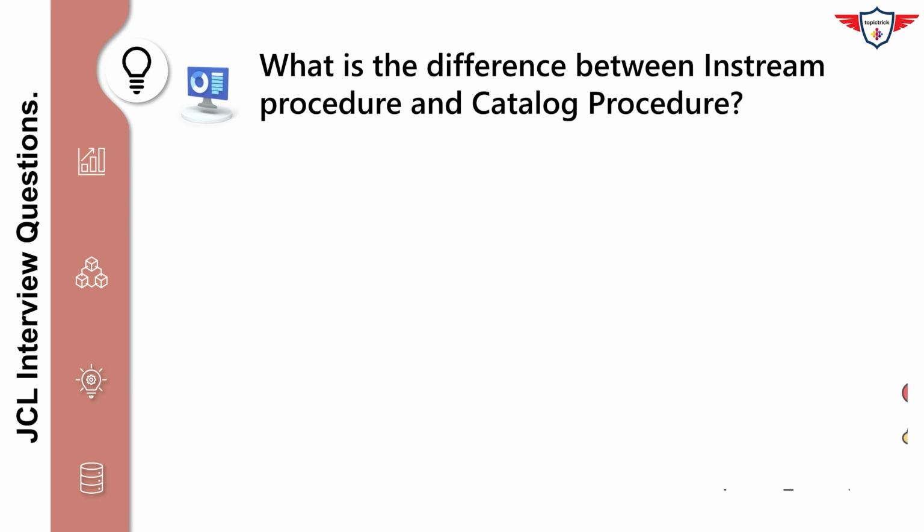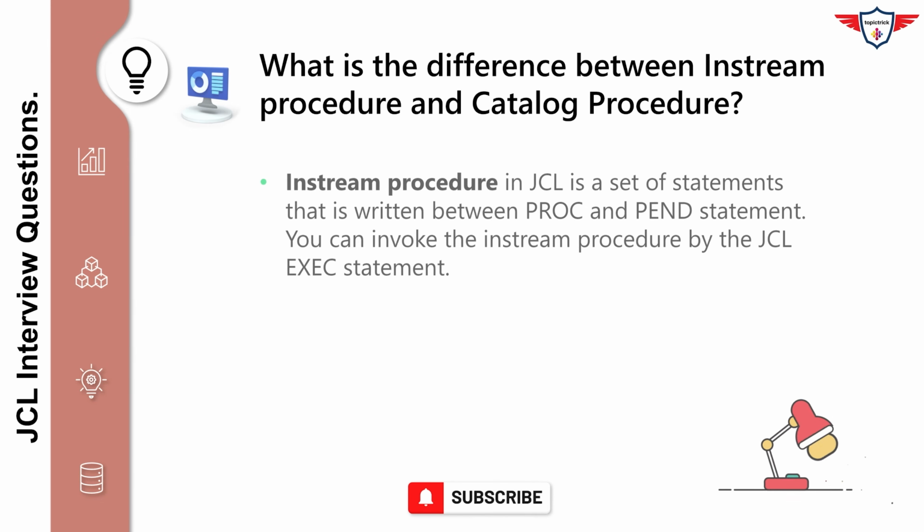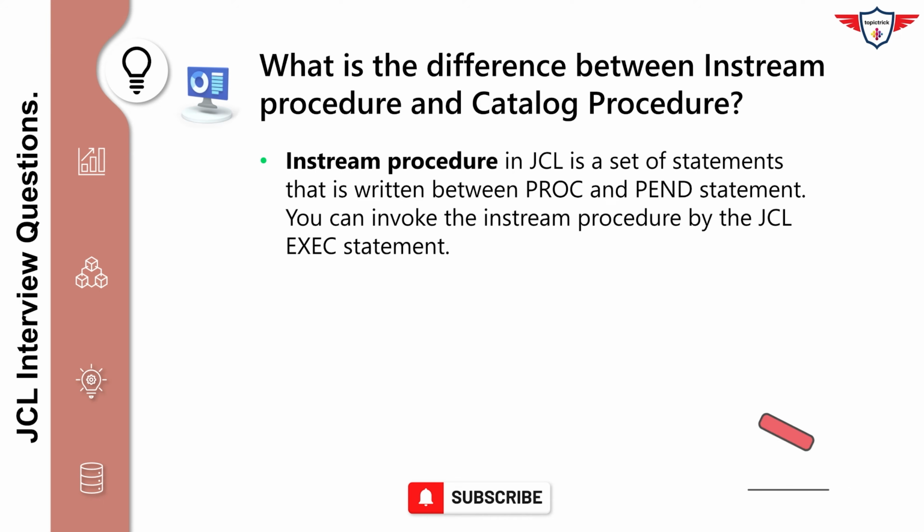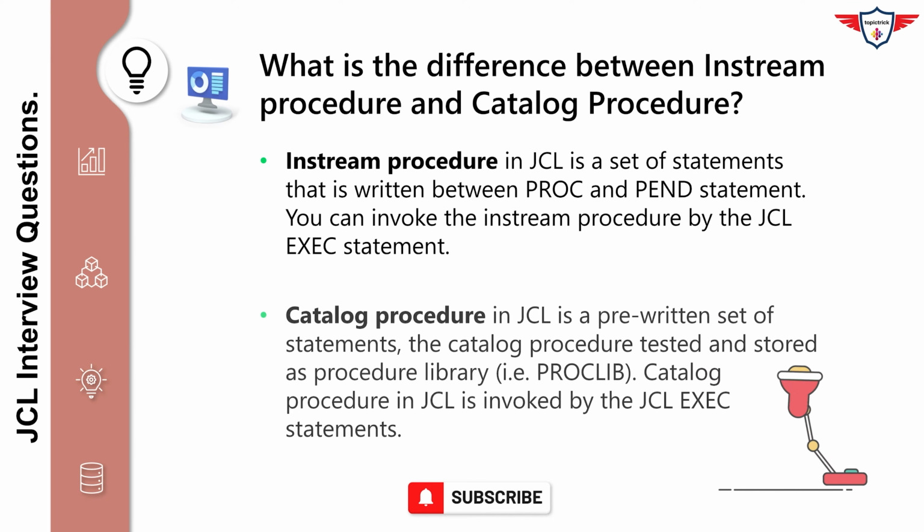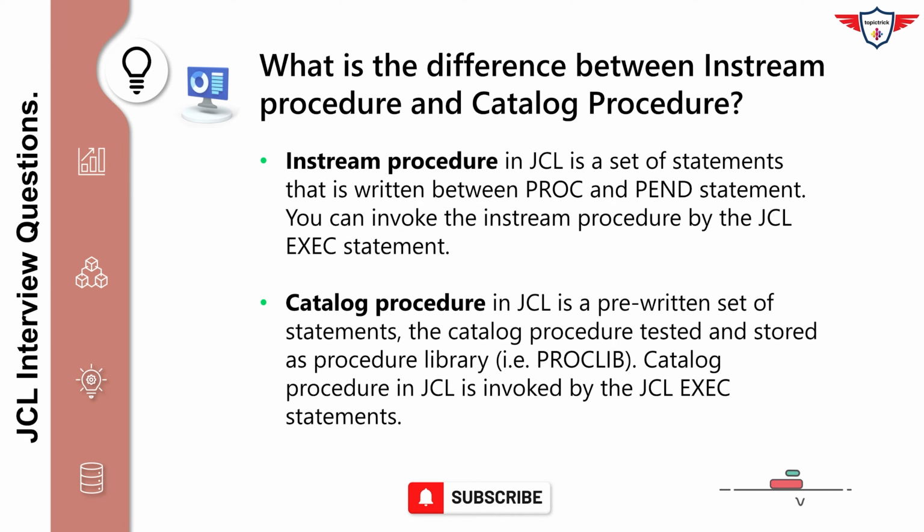What is the difference between in-stream procedure and catalog procedure? The in-stream procedure in JCL is a set of statements that is written between PROC and PEND statements. You can invoke the in-stream procedure by the JCL EXEC statement.